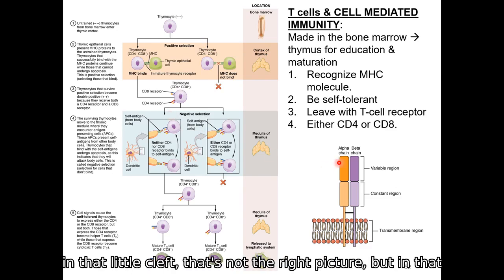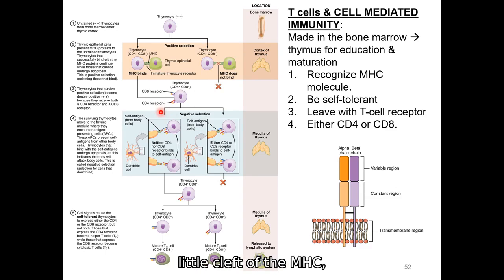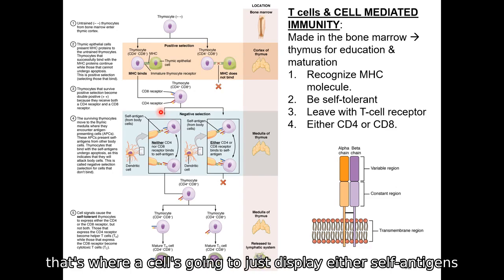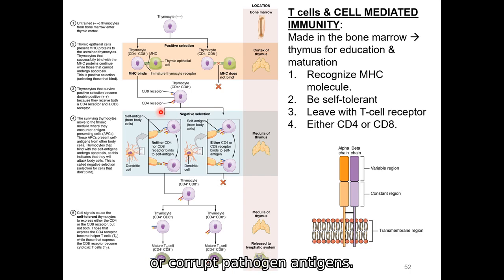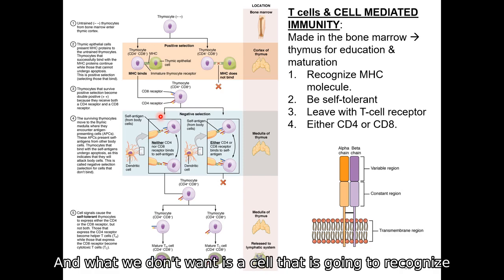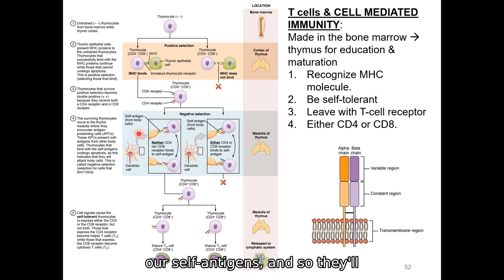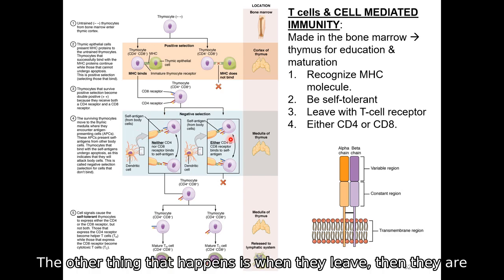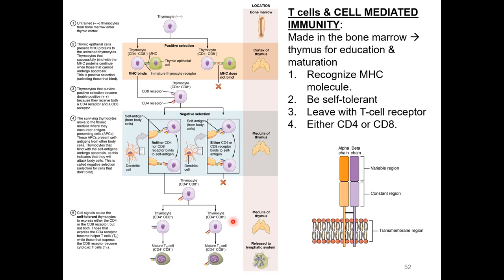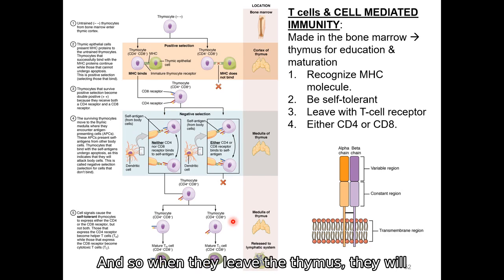And we just learned that in that little cleft of the MHC, that's where a cell is going to display either self-antigens or corrupt pathogen antigens. What we don't want is a cell that is going to recognize our self-antigens, and so those go through apoptosis. The other thing that happens is when they leave, they are going to get their job. Just like when you graduate, you get a job.